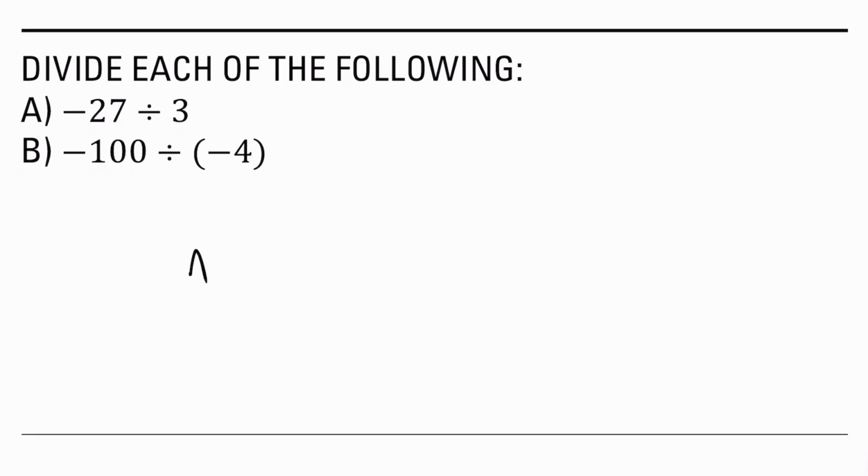So for A, if we've got negative 27 divided by 3, all we need to do here is 27 divided by 3, which equals 9. Now there's only one negative, so it stays negative. So that's the whole process. It's still just 27 divided by 3. We've just got to determine whether it's a negative or a positive number.